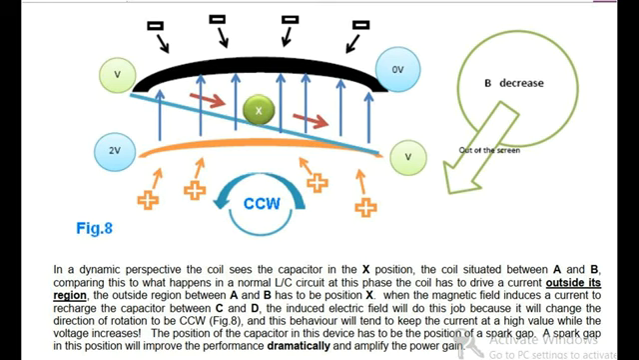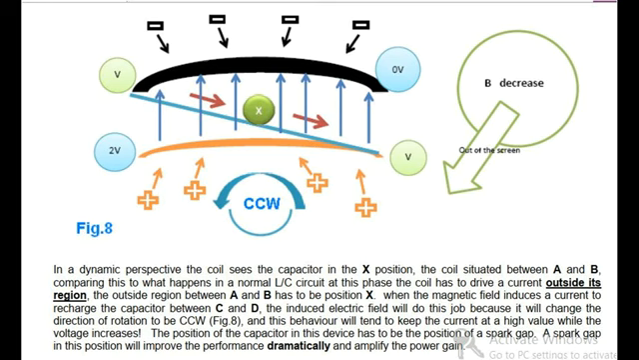In a dynamic perspective, the coil sees the capacitor in the X position, the coil situated between A and B. Comparing this to what happens in a normal L/C circuit, at this phase the coil has to drive a current outside its region. The outside region between A and B has to be position X.